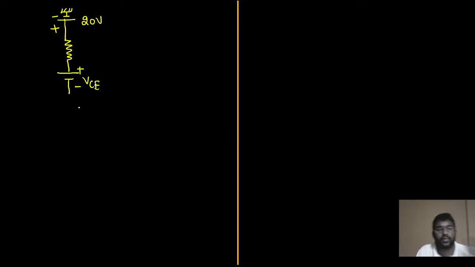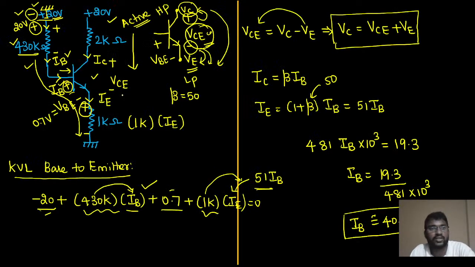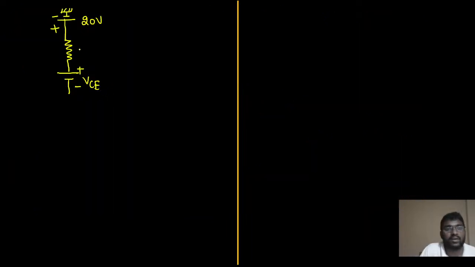This is just for the purpose of analysis. We need this voltage only, right? So this resistor is given as 2 kilo ohm, right? 2 kilo ohm. Yes sir. So this resistor is given as 2 kilo ohm. The current entering at this point is called the collector current.